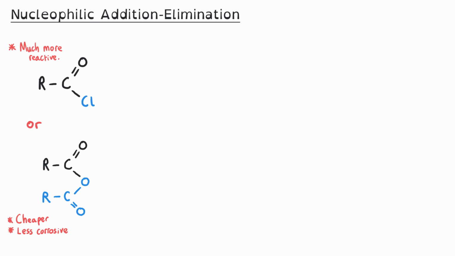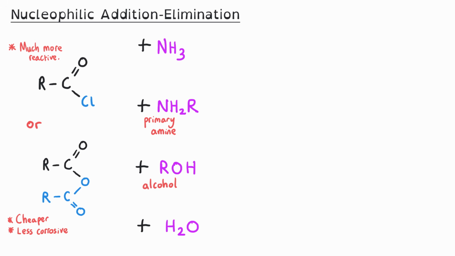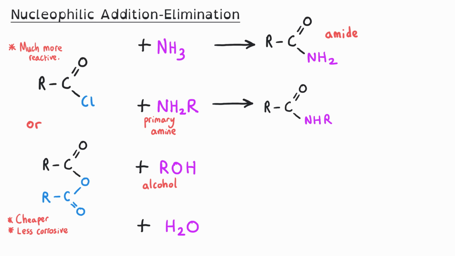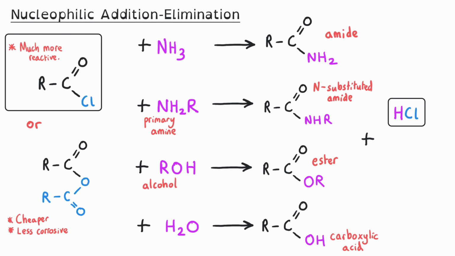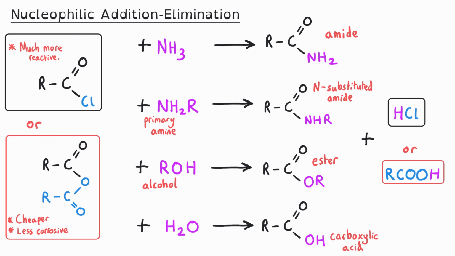But remember, the acyl chlorides are much, much more reactive. There are some common nucleophiles that you need to be aware of. If you used ammonia, we would produce an amide. If you used a primary amine, you would make an N-substituted amide. If you used an alcohol, you would produce an ester, and if you used water, you would produce a carboxylic acid. The only difference in the mechanism and the equation really is the byproduct, which could be HCl for the acyl chloride, or it could be a carboxylic acid if we'd been using an acid anhydride.